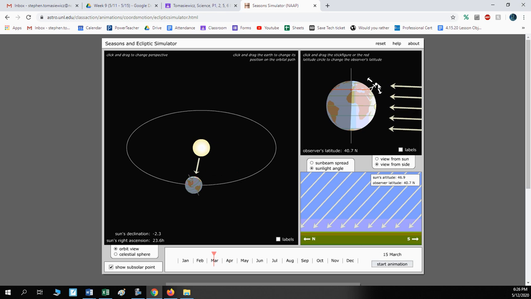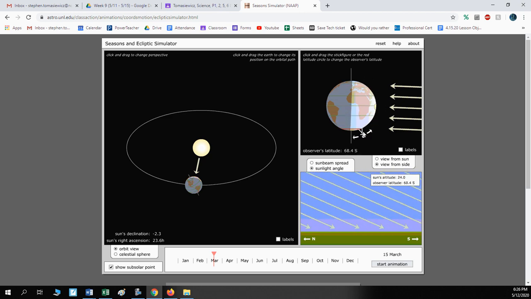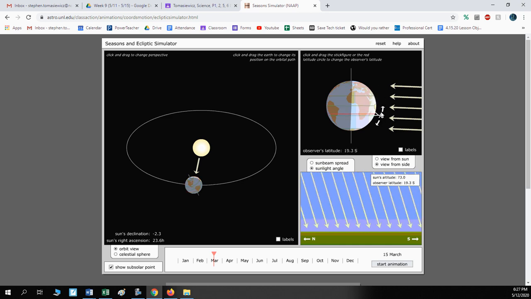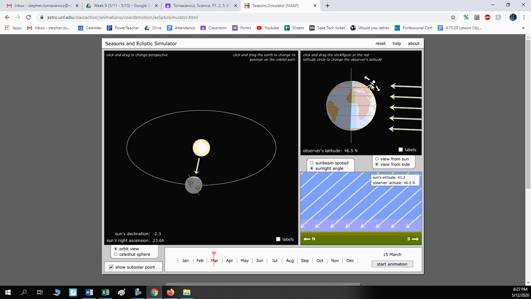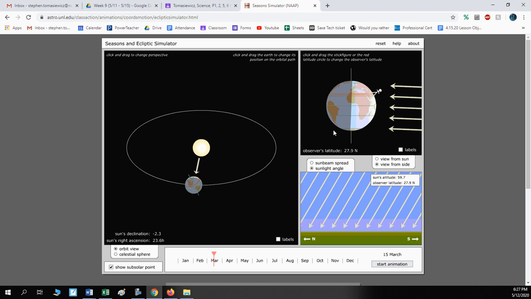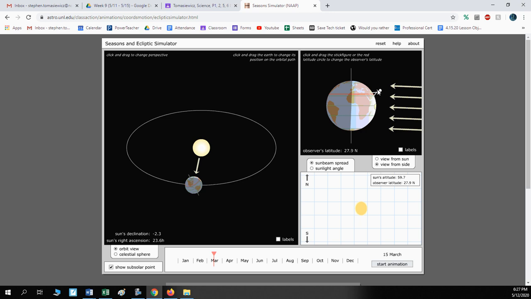Up at the top, we have this person. We can change their latitude by moving them up and down the globe. So we can have them in the northern hemisphere, or we can set them on very specific latitudes that we want. That, as you can see, will change the sunbeam angle where your latitude is. The other neat thing you can do is change this bottom one from the sunbeam angle to the sunbeam spread, and we'll do that towards the end of the exit ticket.